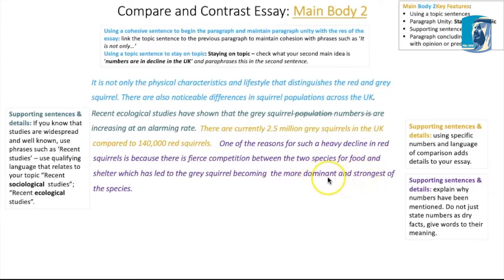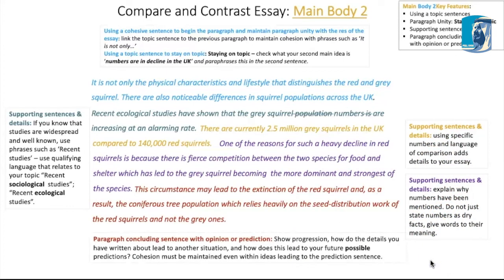So it's a parallel phrase, so I don't have to repeat the more. So once I've said it, the more dominant, and I use the coordinated conjunction and, so that I don't have to repeat the more again. But that is a superlative construction which compares at the highest level. It takes the grey squirrel out of the group of all squirrels. So this group that we're talking about is the red and the grey put together. So the grey squirrel becoming the more dominant and strongest of the species. So we've now explained what our numbers mean.